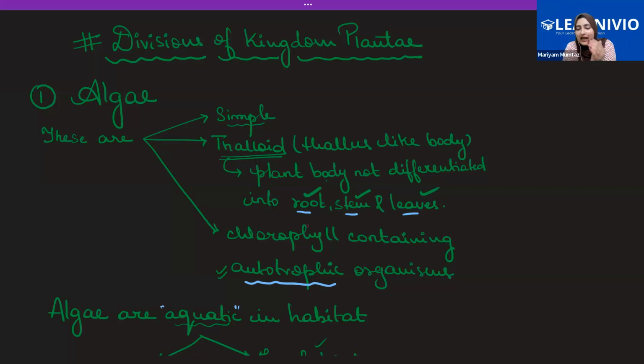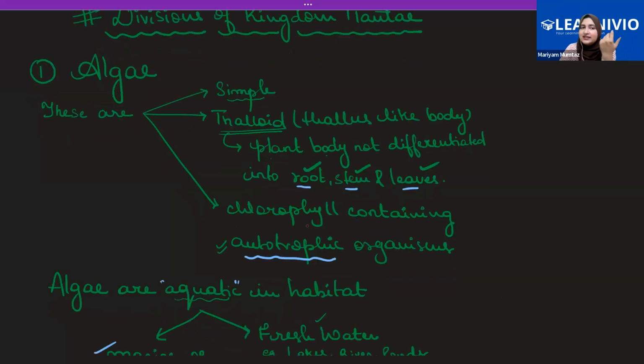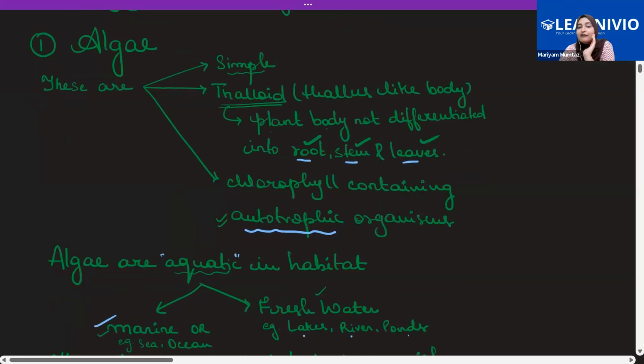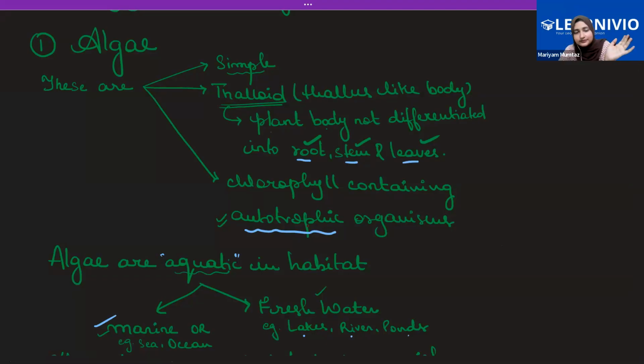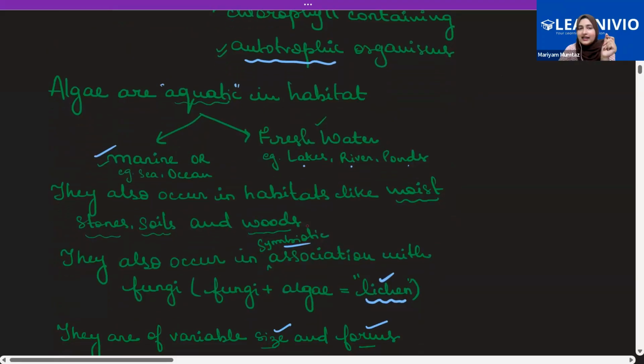Thalloid means a plant body which is not differentiated. You cannot see root, stem, leaf, nothing in them. It's just like a mass of cells. That's it. You cannot see the root, you cannot see the stem, you cannot see the leaves. Obviously, they are green in color. It means that they have chlorophyll in them. And if they have chlorophyll, then they can make their own food. Now, algae, they are aquatic in habitat, right? They are mostly found in water habitats only.